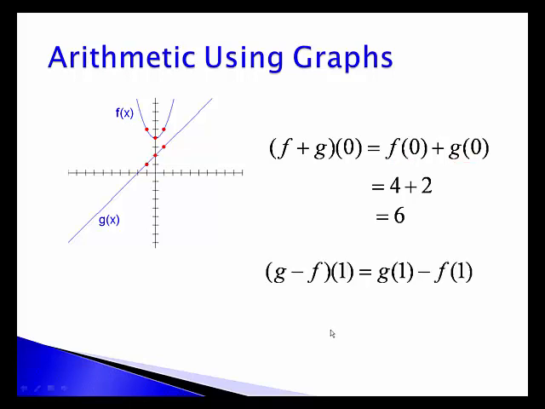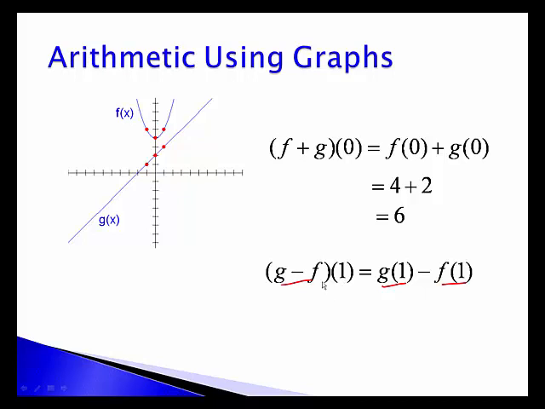Let's do another one using this same set of graphs. This time I have (g minus f) of 1. Well, you already know we can break it apart into g of 1 minus f of 1. And notice that the order these functions come in stays the same as it is right here. So I do have g of 1 minus f of 1.